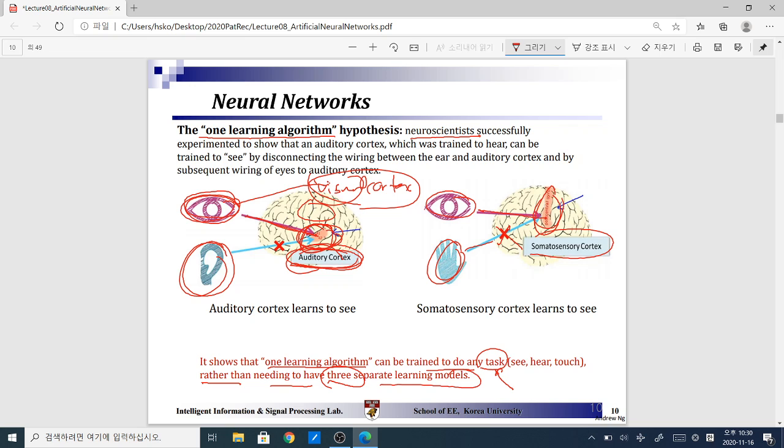So this means that if we have, say, about 1,000 different tasks, you don't really need a different set of brain tissue to perform all the different tasks. Rather, what you really need is just a single learning algorithm that can be trained to do any of the specific tasks that you train it with.